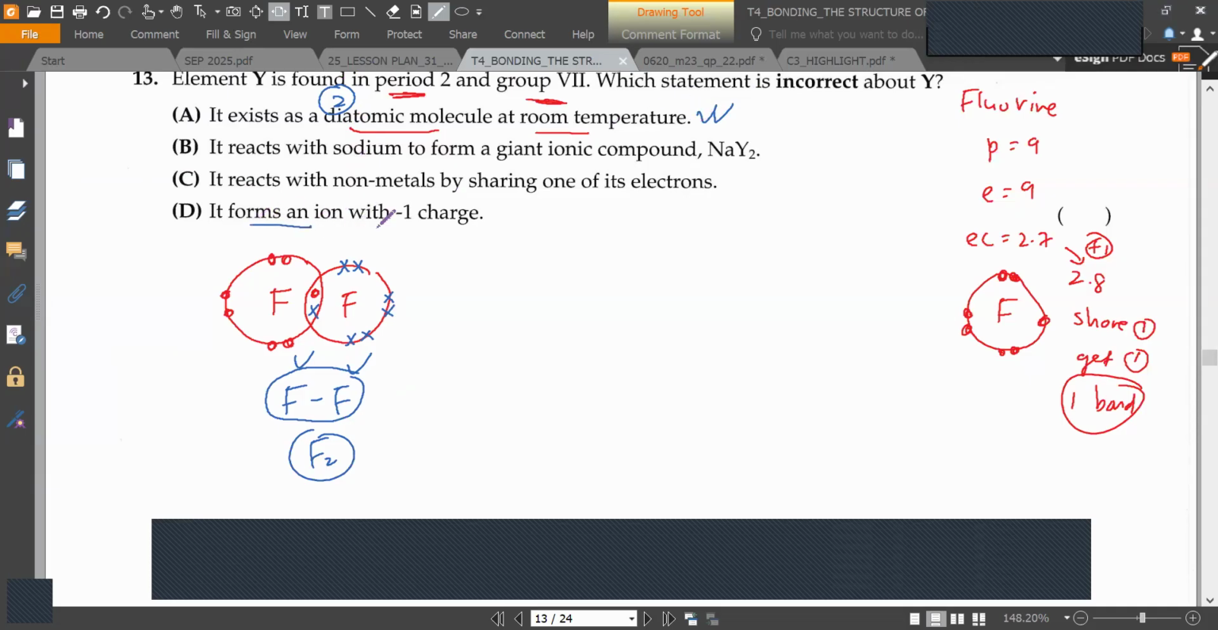It forms an ion with a negative 1 charge. Yes, because it needs one more electron, so it will accept 1 electron.